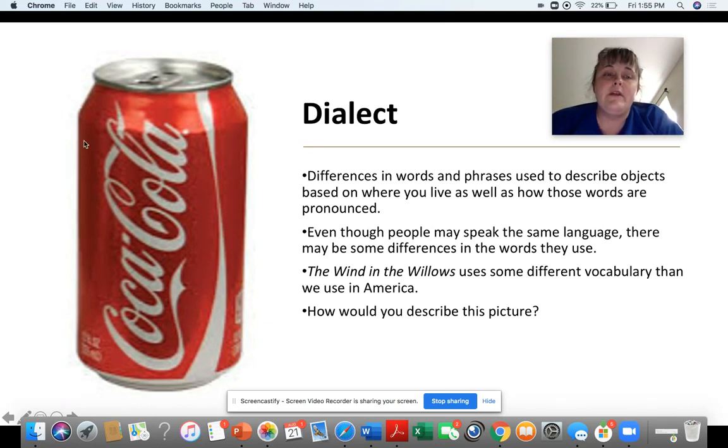Now, in Great Britain, they have some words and expressions that they use that we may not have ever heard before. And so we're going to be hearing some of those in today's Read Aloud as well. So even though people may speak the same language, there may be some differences in the words that they use. The Wind in the Willows uses some different vocabulary than we use in America. And we just finished talking about how you would describe this picture.